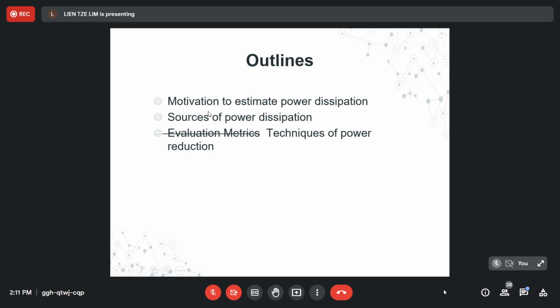Okay, and the sources of power dissipations. Power dissipations have many types. There is static power dissipation and dynamic power dissipation. These two power dissipations are caused by different sources. Later I will mention what are the sources that cause these two power dissipations. After that, I will also mention what are the techniques that can be used to reduce the power dissipation. So all this will be covered under this topic.